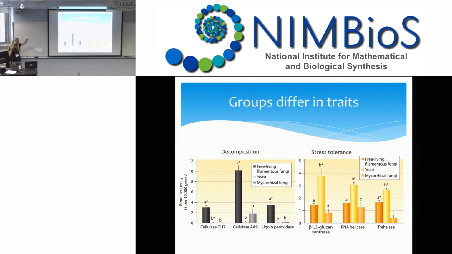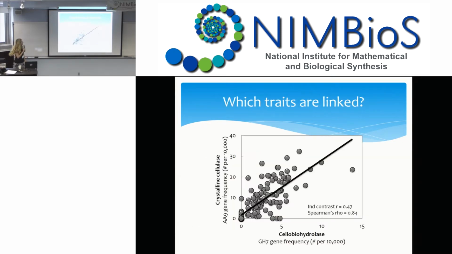Now I want to know how well each of the traits is linked to one another. Right. So I can do that by performing a phylogenetic independent contrast, comparing the frequency of genes for one trait versus genes for another trait, to see whether they're positively or negatively related to one another. All right, so this is just one example. This is the gene frequency for cellobiohydrolase, and this is the gene frequency for crystalline cellulase. And each of these individual symbols is a genome of a different fungal isolate.